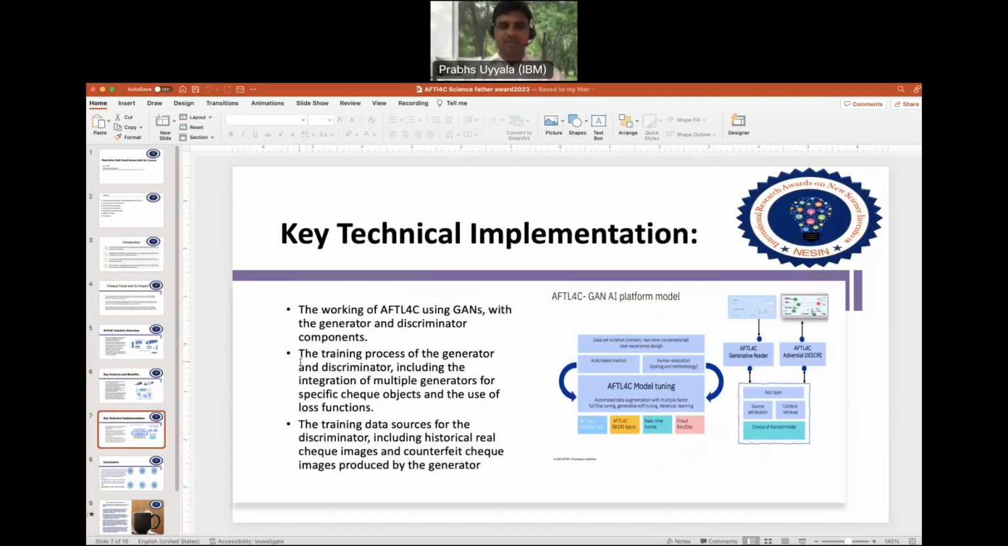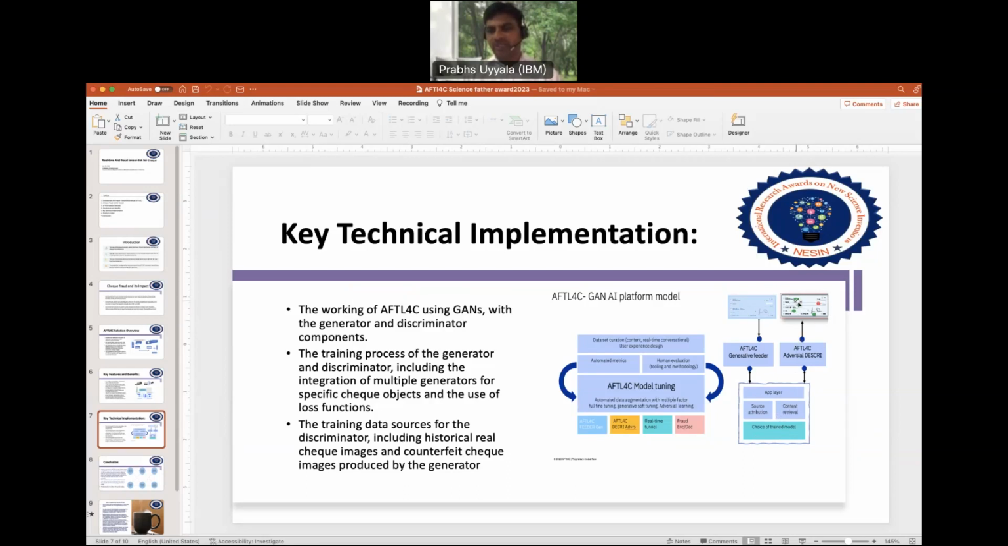So how does the platform look? This is the working of AFTL for C on this platform, as you see on the right-hand side. AFTL for generator is a feeder which takes the intake from the original submitted check and goes to the app layer, then the source attribution. It processes the algorithm and retrieves content based on the soft weights we have provided, and based on the discriminator selections, it is assigned to all the check objects.